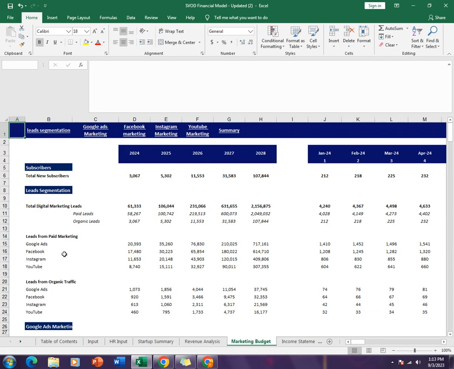Then comes the marketing budget. The marketing budget tells you about the marketing expense that will be needed to acquire this total number of new subscribers in each year and in each month.